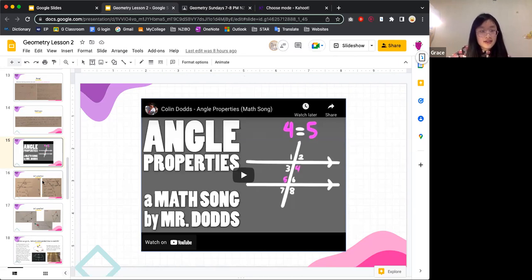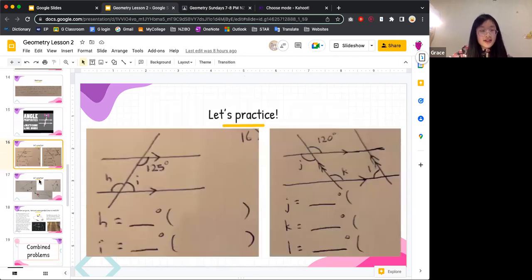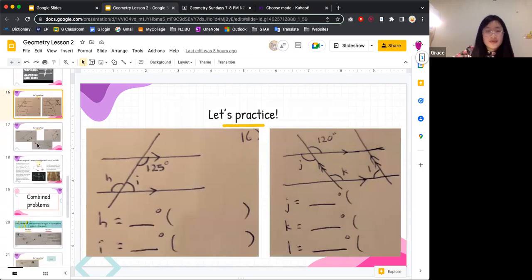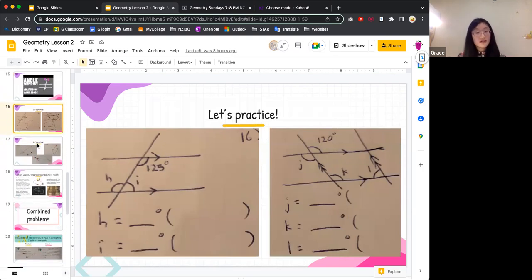Next slide. All right, here's some practice problems for you guys. So remember to use your angle properties, your alternate, corresponding, cointerior. And once again, feel free to annotate. Yes, good job, Francis. Cointerior angles, adding to 180 right here. And when you write your answers, could you write your reason too, maybe in the bracket underneath?